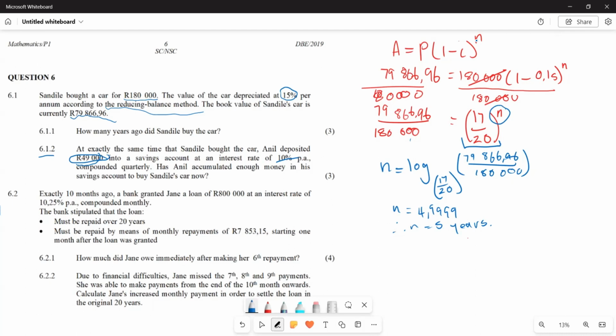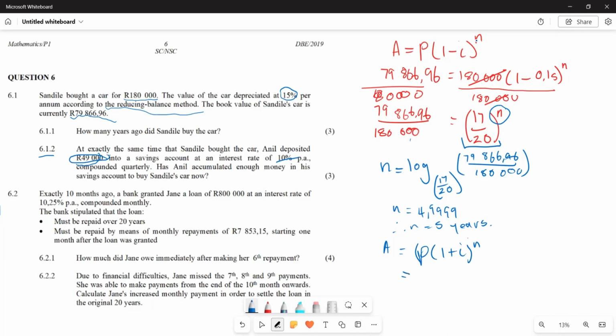After 5 years. Now, what is it that you are going to do here? This is obviously going to be a compounding period. Why? Because she's only taking this fixed amount, which is 49,000, and just putting it in the bank. So this is going to be A equals P into 1 plus the interest, to the power of n.